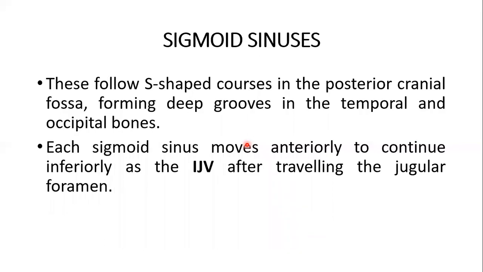Then the sigmoid sinuses, right? Sigmoid because they have an S-shaped course. They follow an S-shaped course in the posterior cranial fossa. So they groove the temporal and occipital bones, I told you already. They also continue as the internal jugular vein.